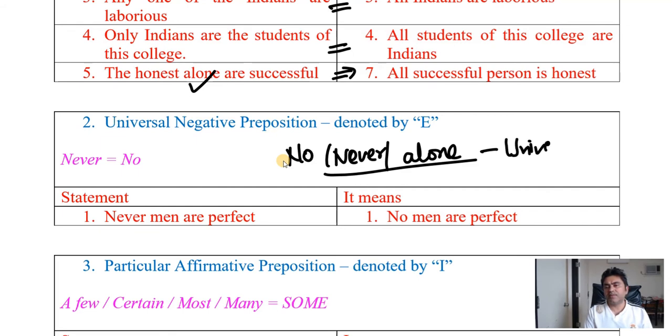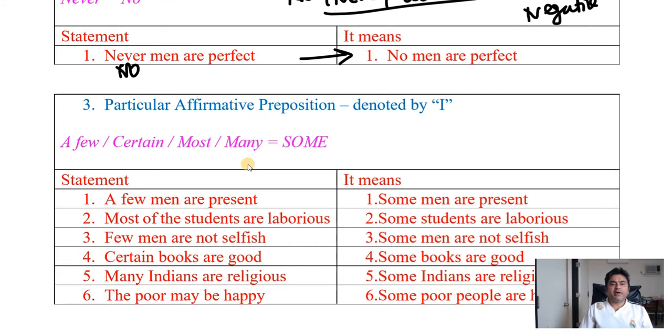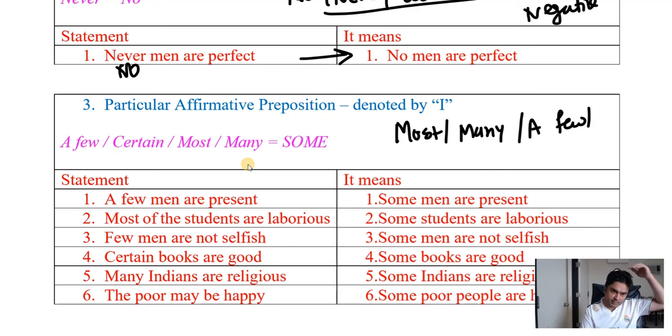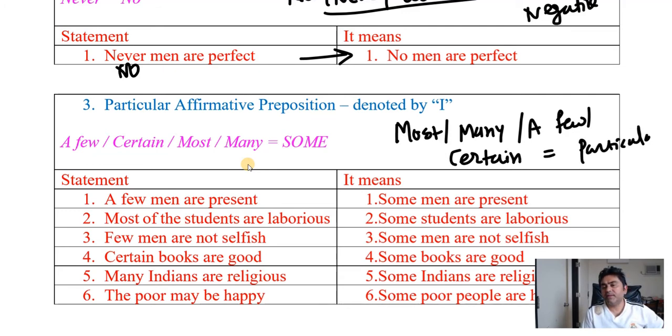Particular affirmative proposition is, for example, when there is most, many, a few, certain, then it is particular. And when you read the sentences, you will understand whether it is positive or negative. A few men are present means some men are present. Most of the students are laborious means some students are laborious. Few men are not selfish. Some men are not selfish. Certain books are good means some books are good. Many Indians are religious means some Indians are religious.